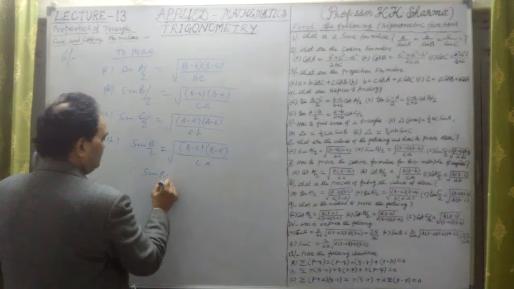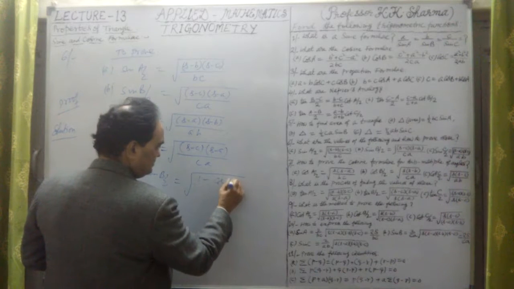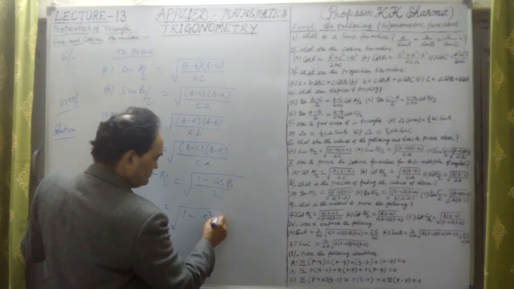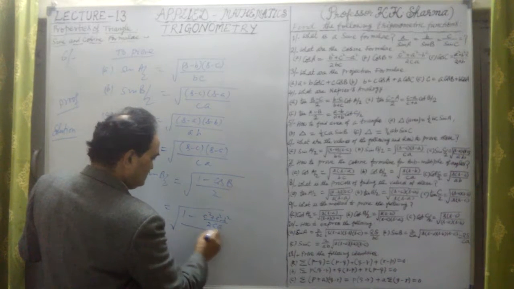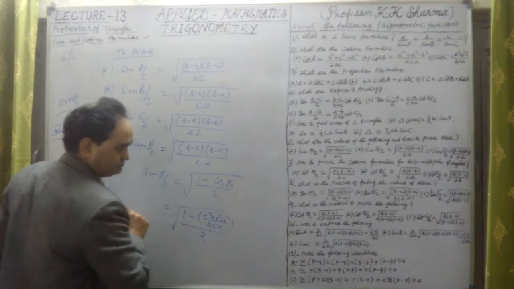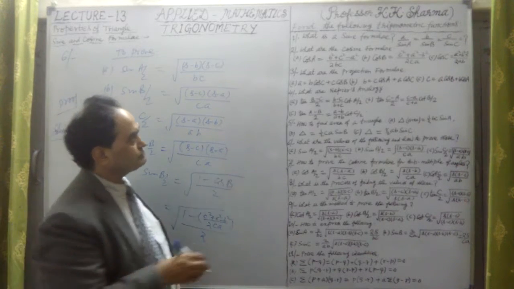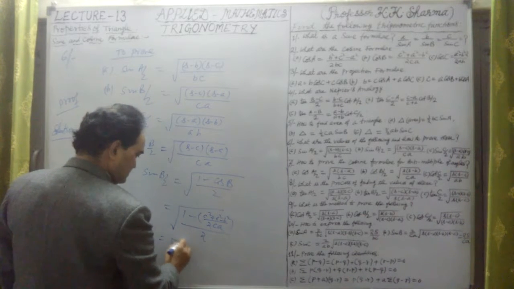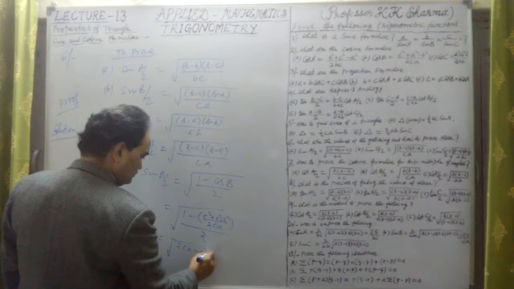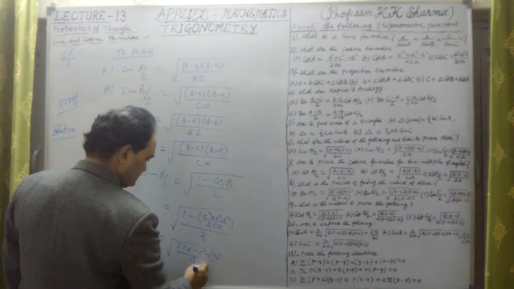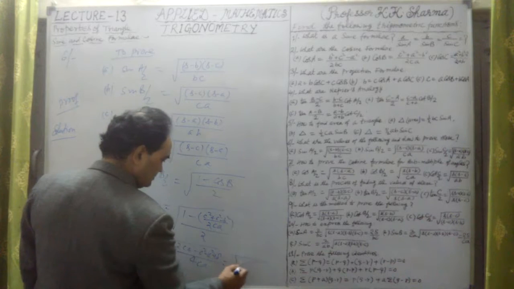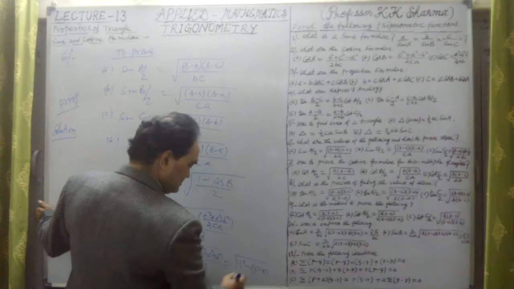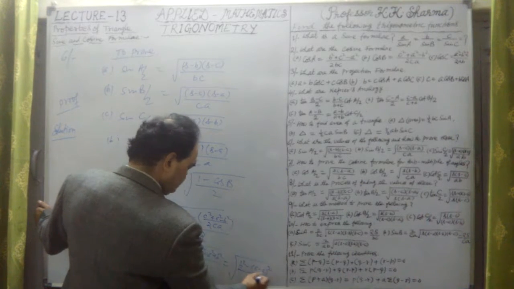Now, since sine B by 2 equals under root of (1 minus cos B) divided by 2, substitute the value of cos B, because cos B is (C square plus A square minus B square) upon 2CA. This is the value of cos B. So this is twice CA minus C square minus A square plus B square upon 4CA. Again, if I take common, this is B square minus, second part will be (C minus A) whole square, divided by 4.